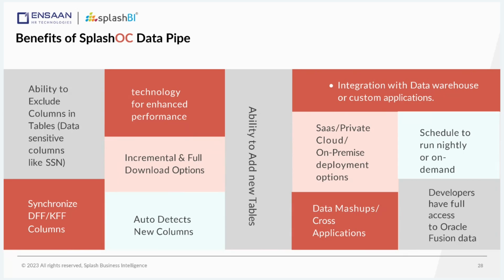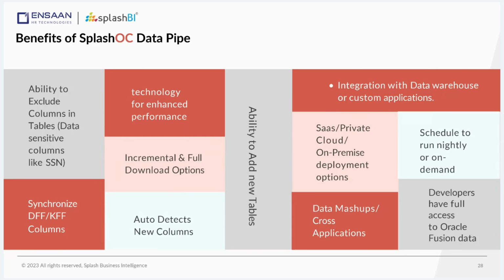And then you will have the ability to schedule those incremental downloads based upon your request. So you could schedule it to run on a nightly basis, or you could run these on demand as well, based upon, again, your feasibility. So you will have all those different options. And then the developers will have full access to the Oracle Fusion data. And this is what is important as well, from what we have seen with a lot of our customers. And then the ability to do data mashups, cross-application reporting, and cross-subject area reporting as well.